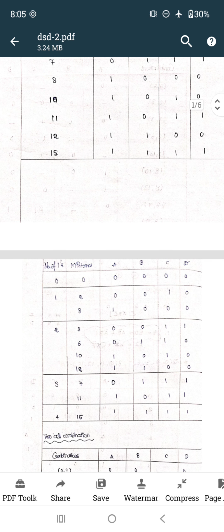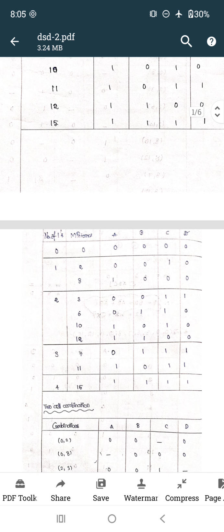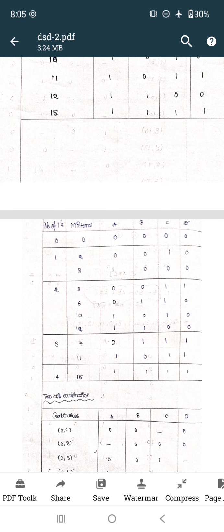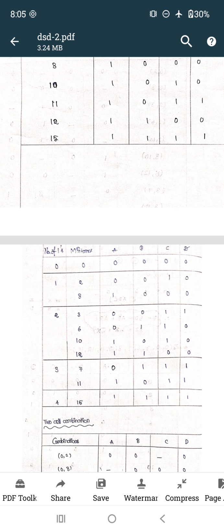Next step is we need to form the grouping of ones. First, the group with 0 ones. Second, the group with a single one. Third, the group with 2 ones. Next, 3 ones are grouped. Next, 4 ones are grouped. So in the grouping of ones, 0 consists of 0 ones, so 0 is the minterm for the 0 ones.